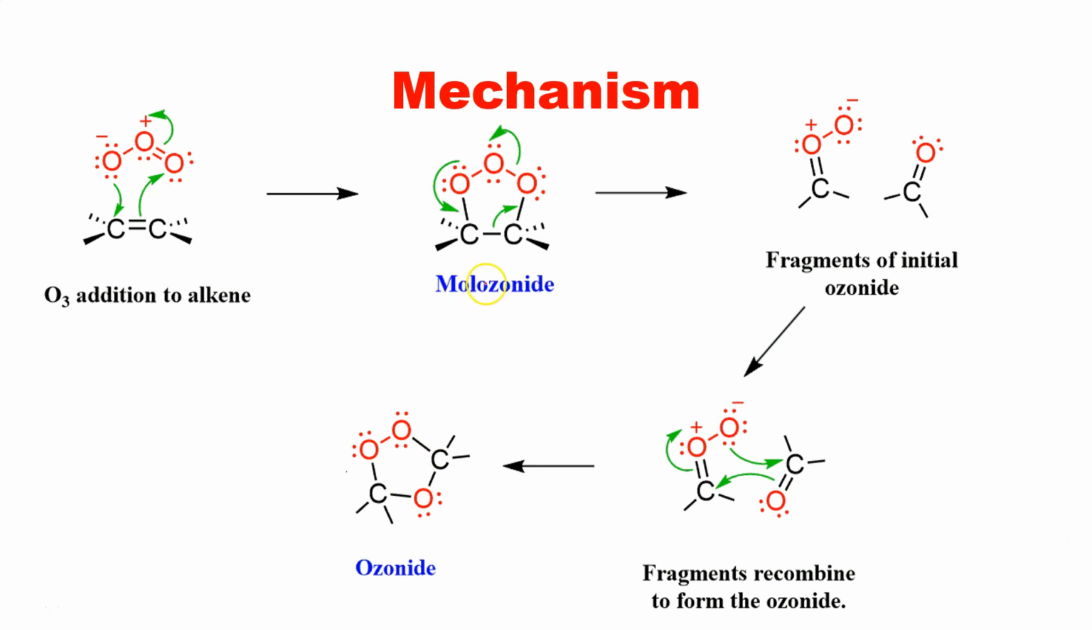It is more stable than this molozonide, and we have now got an ozonide structure. And the pi bond between the carbon and oxygen has been broken, and it has shifted the electron towards an oxygen. And after reduction with dimethyl sulfide, we will get carbonyl compounds, or we will get ketone compounds. After successful reduction, we will get these two ketone compounds.